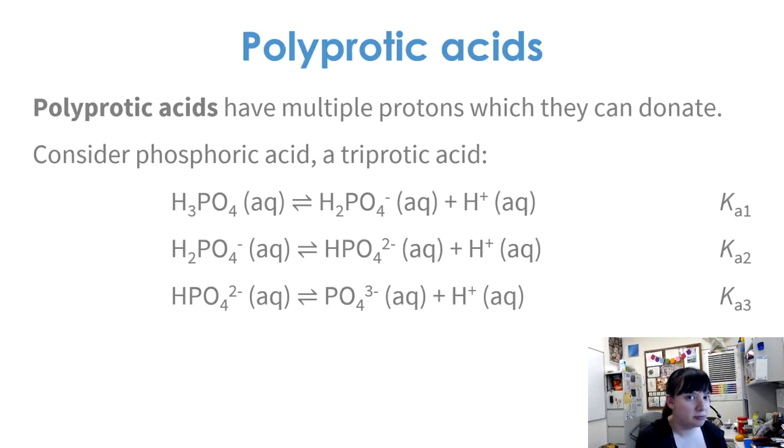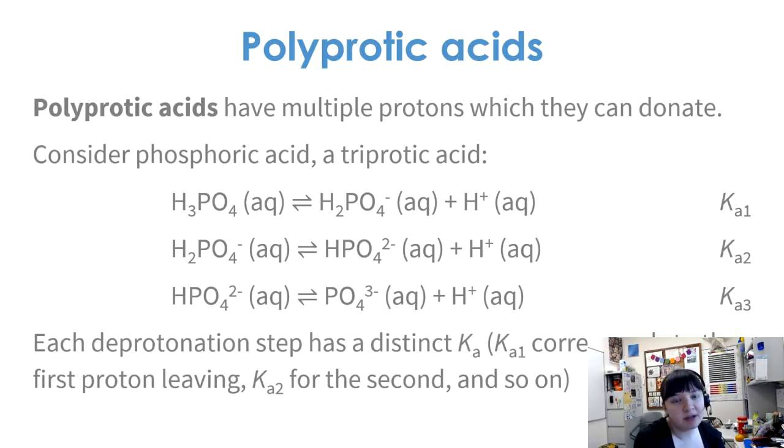Those have three corresponding equilibria and three corresponding acid dissociation constants, or Kas. We distinguish those Kas with just a little subscript 1, 2, or 3. That indicates which proton is leaving. If it's the first proton, as we see at the top, that's Ka1. If it's the third proton that we see at the bottom there, that's Ka3.